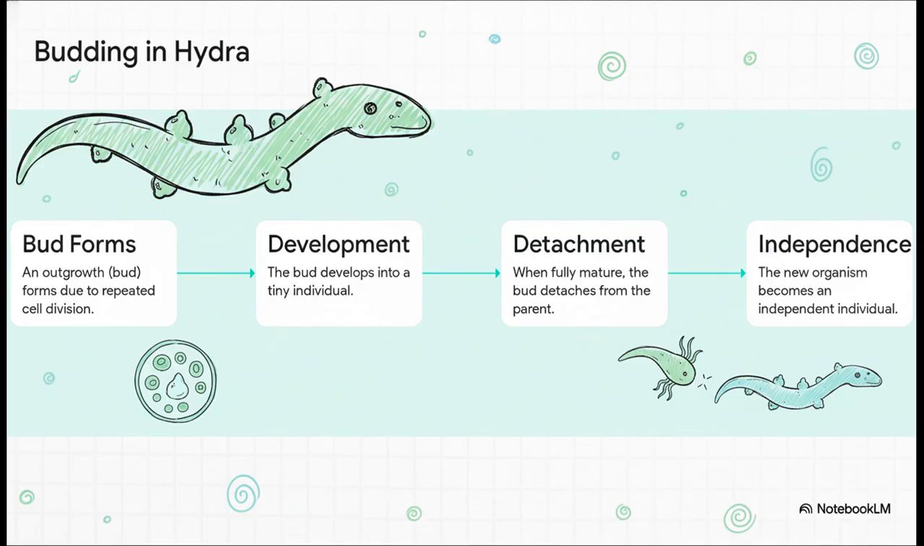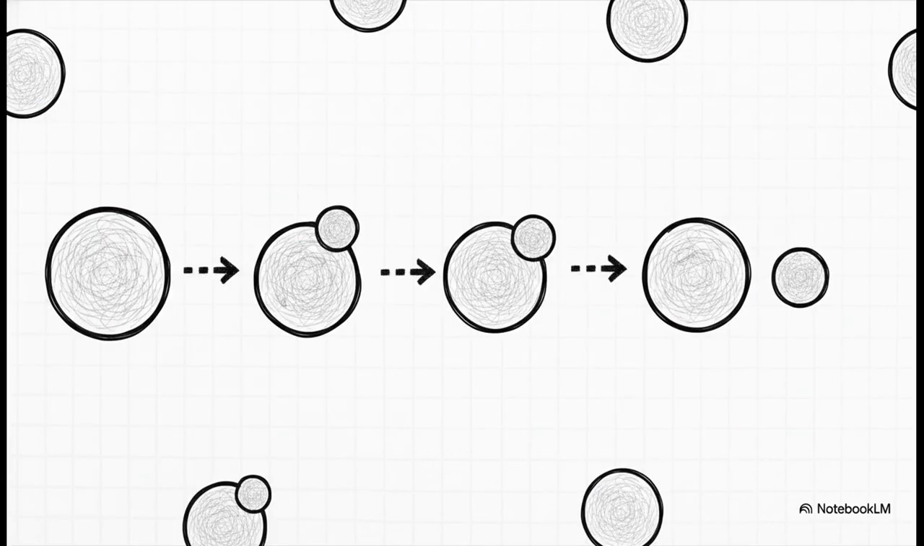It uses its regenerative cells to form a small bud. This bud keeps developing into a tiny individual while it's still attached to the parent. Then, when it's fully mature, it just detaches, and it becomes a new independent individual. And it is important for you to note that budding is not limited to multicellular organisms. It also happens in single-celled ones, and a very common example of that is yeast.